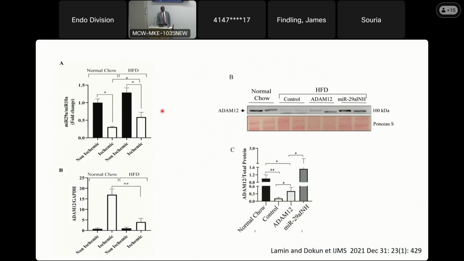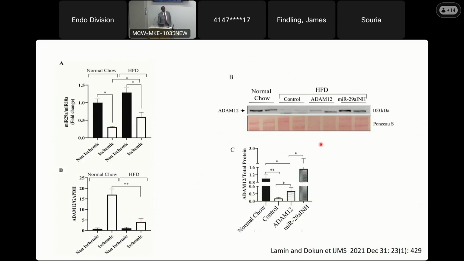Then, because ultimately we're interested in relating this to human disease, we're fortunate enough to have some skeletal muscle biopsies from patients with diabetes, and we looked at miR29 expression, and you can see that the levels of expression are higher in the diabetic patients. So next, using a high-fat diet model, or closer to a type 2 model, we wanted to see what happens with miR29. Again, in the ischemic non-diabetic, miR29 expression goes down, to a lesser extent in the diabetic or high-fat diet-fed mice. We see impaired ADAM12 expression.